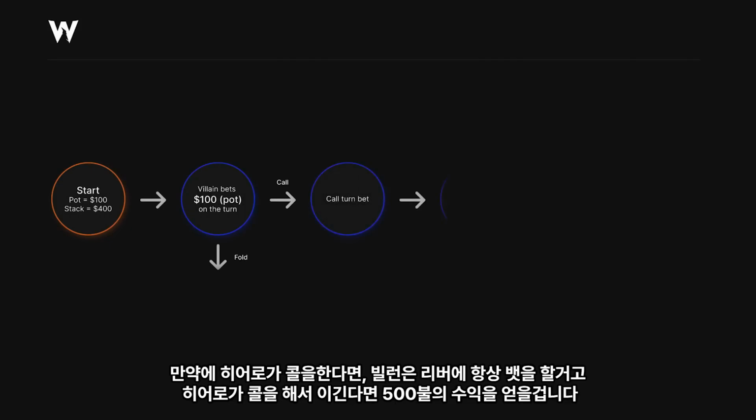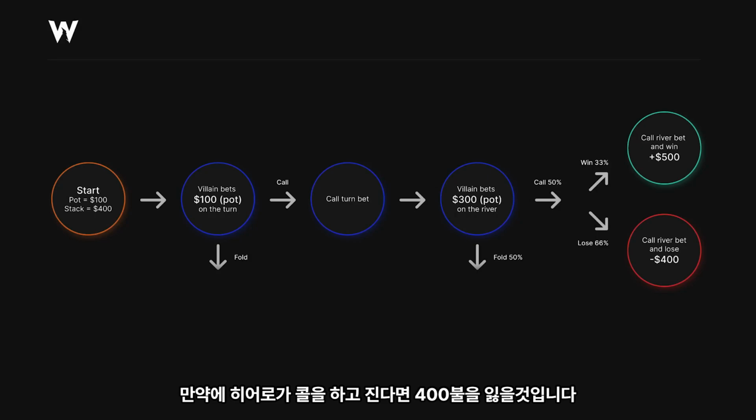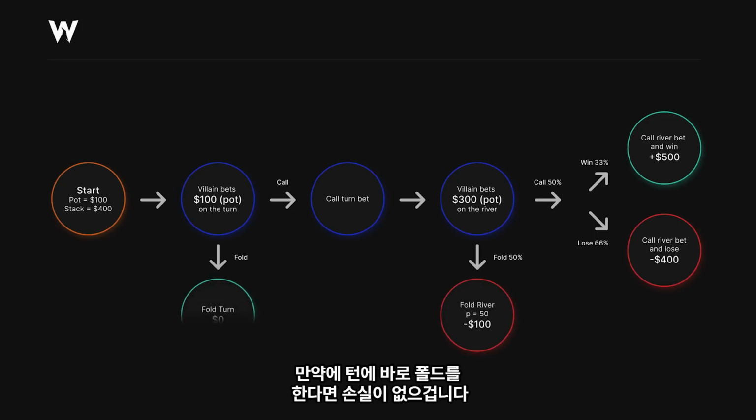If we call, villain will always bet the river. If we call again and we win, we'll win $500. That is the starting stack, so villain stack plus the pot. If we call and lose, we'll lose our $400 stack. Conversely, if we call the turn and then fold the river, we'll lose our turn call, which is $100. And the final option is to just fold immediately on the turn and lose 0. So this is our fixed reference point.